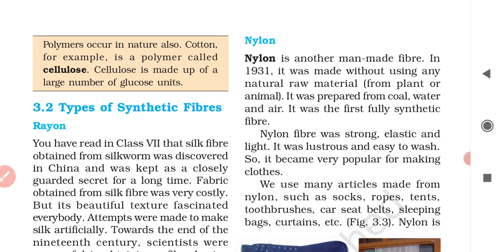Polymers occur in nature also. Actually, polymers are of two types: natural polymers and synthetic polymers. Cotton, wool, silk are natural polymers. For example, cotton fiber is made of a natural polymer called cellulose. Cellulose is a polymer made up of a large number of small glucose molecules, or glucose units, joined one after the other.